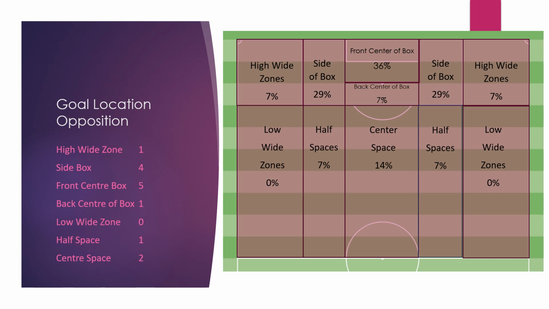Goal locations, you can see front center of the box, the highest at 36, the side of the box at 29. Then the center space, they pick up 2 goals from the center space. They get 1 goal from the half spaces and 1 goal from the wide zones, and the 1 from the back center of the box.